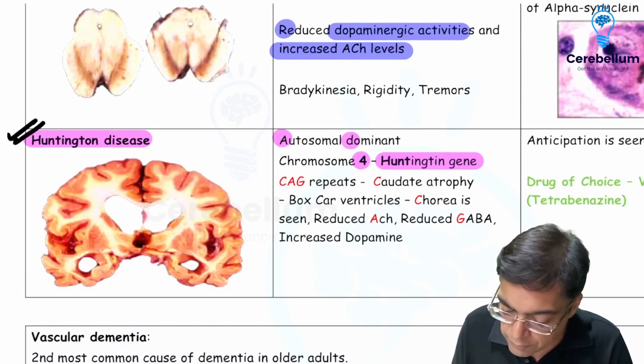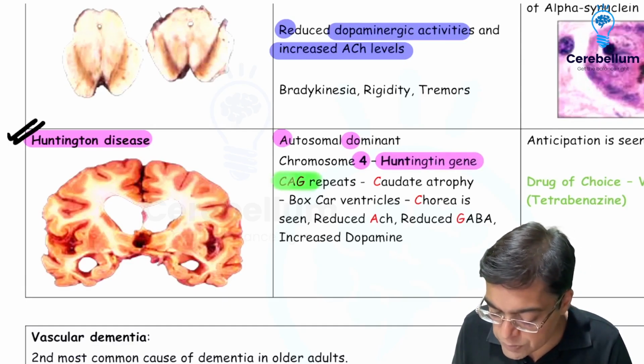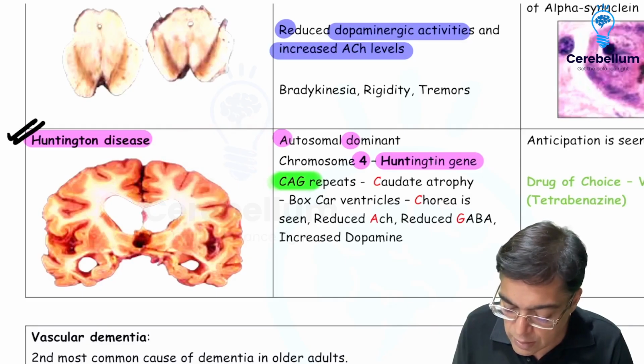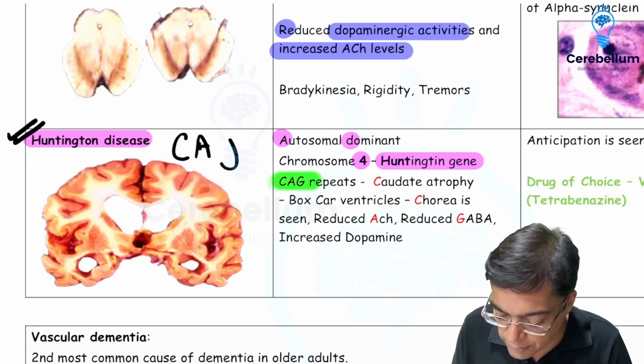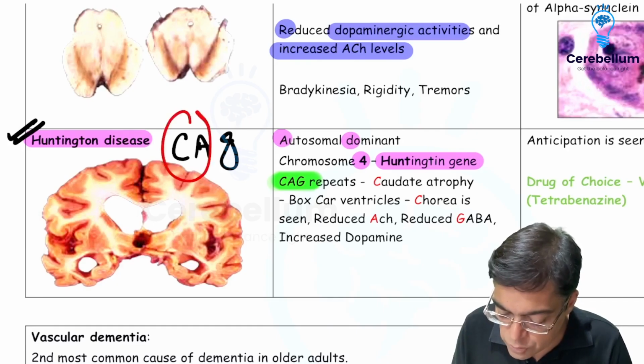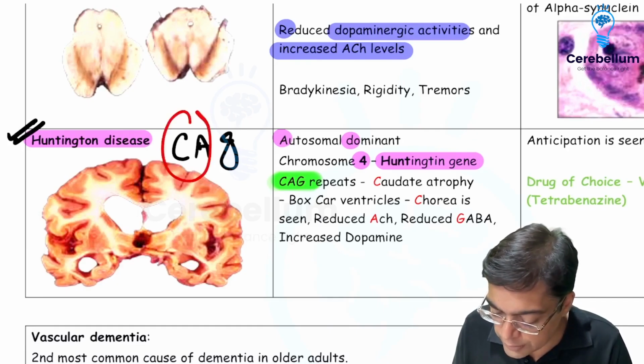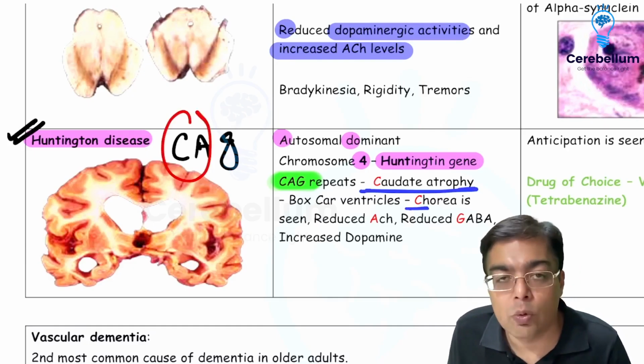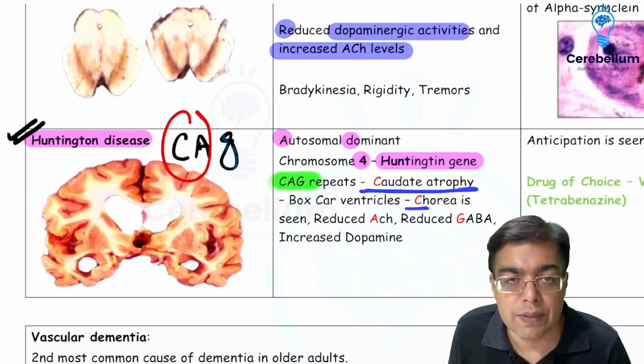So there we are having the presence of CAG repeats. Remember, cage, CAGE, where the animal is being kept. Cage, CAG repeats are seen. And because of this cage, you would also remember the fact patients are going to be having the presence of caudate atrophy. Caudate nucleus atrophy is going to be seen. Patients are therefore going to be having C4 chorea, which is going to be seen in high chances with them.